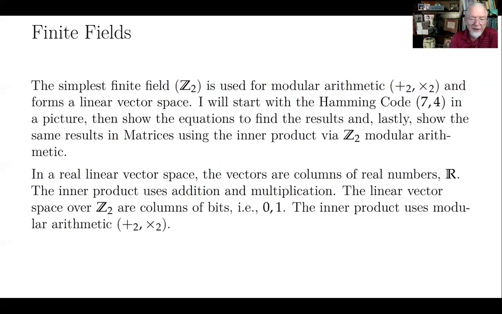So in a real linear vector space, vectors are columns of real numbers, R. That R represents the real numbers. And the inner products use addition and multiplication. So the linear vector space over Z2 are columns of bits, that is 0 or 1s. And the inner product uses the modulo 2 addition and the times.